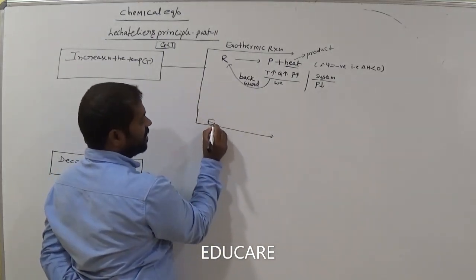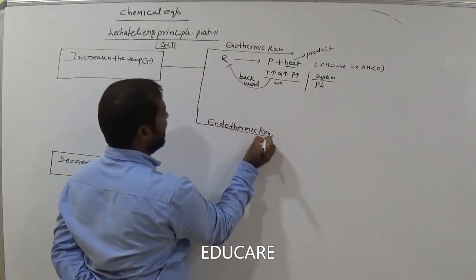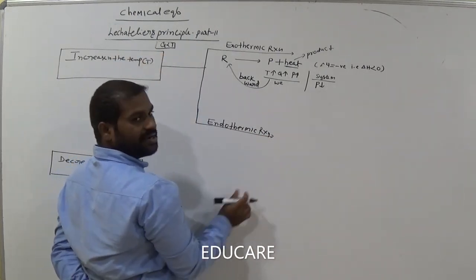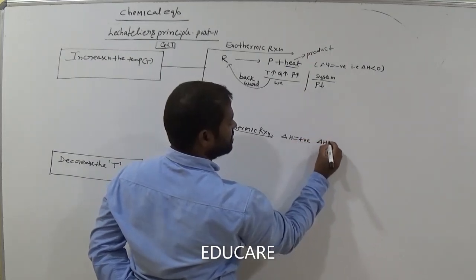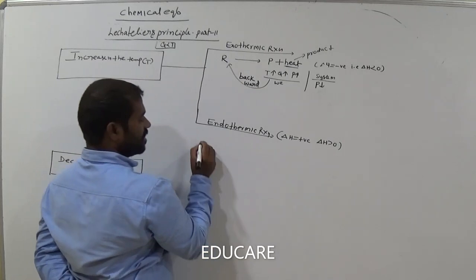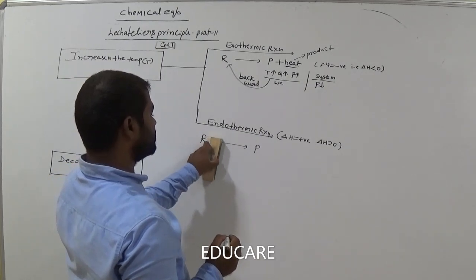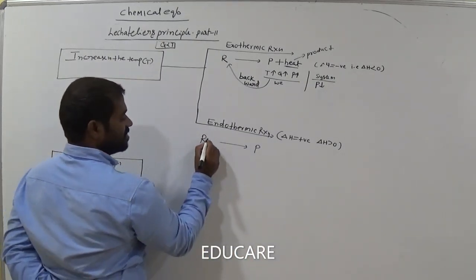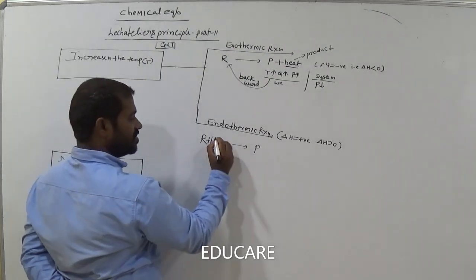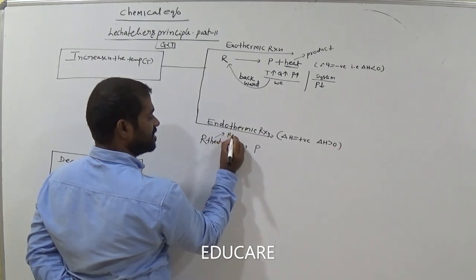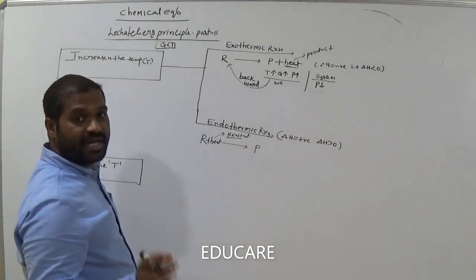Suppose in the case of an endothermic reaction at high temperature. Endothermic reaction means where delta H is positive. That means delta H is greater than 0. Now this is the reaction. Suppose endothermic reaction means it absorbs some quantity of energy. That means here we add some quantity of energy. Okay. Now this heat energy is assumed as reactant. Remember this.